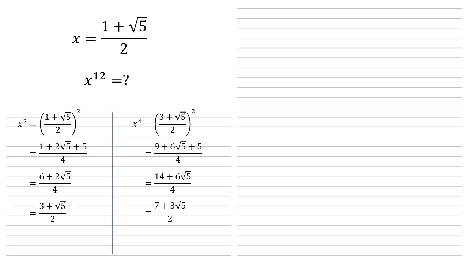What I'm going to do now is to get that step closer to x to the power of 12, so I'm going to square again. So the square of x to the power of 4 is x to the power of 8. So if we square our last answer, we're that step closer. So again, squaring top and bottom, we end up with 7 squared is 49, plus 2 lots of 7 times 3 root 5. So 2 lots of 21 root 5, which is 42 root 5.